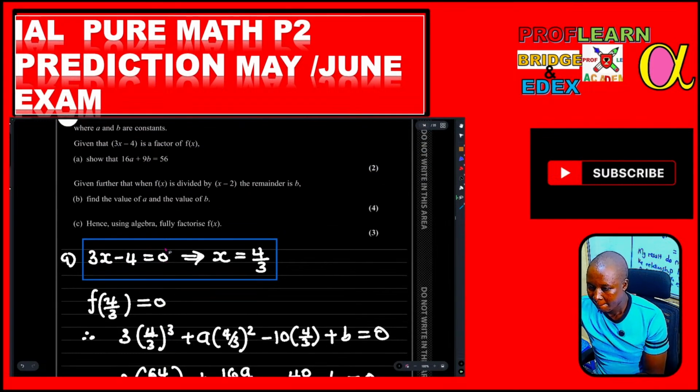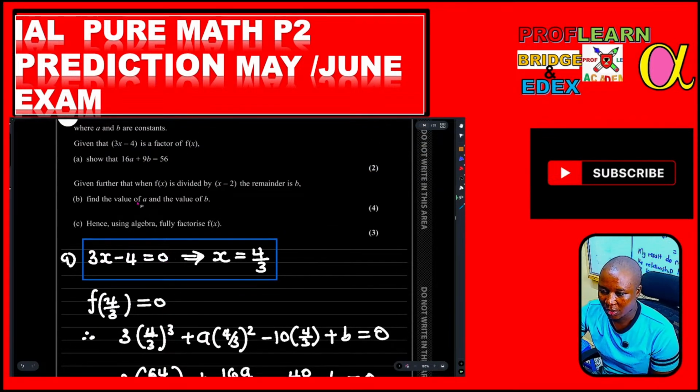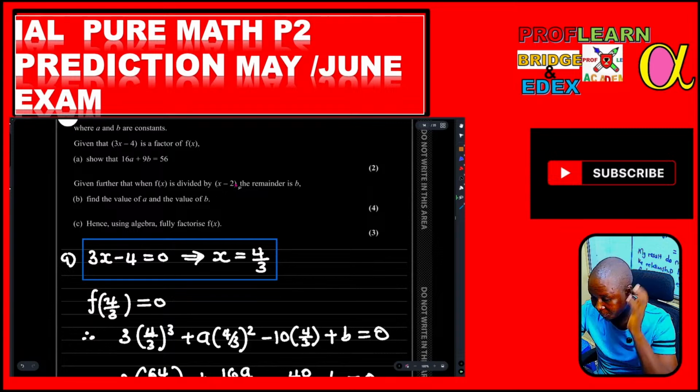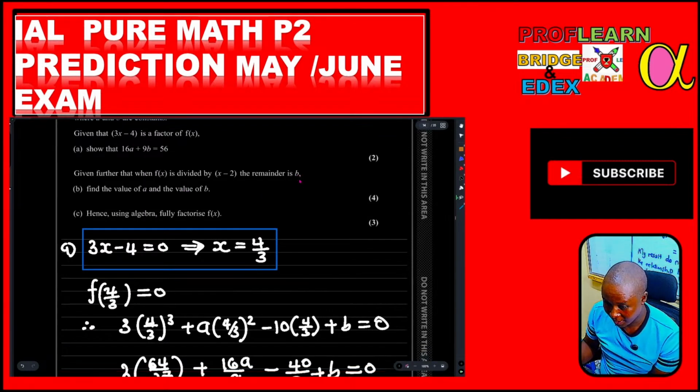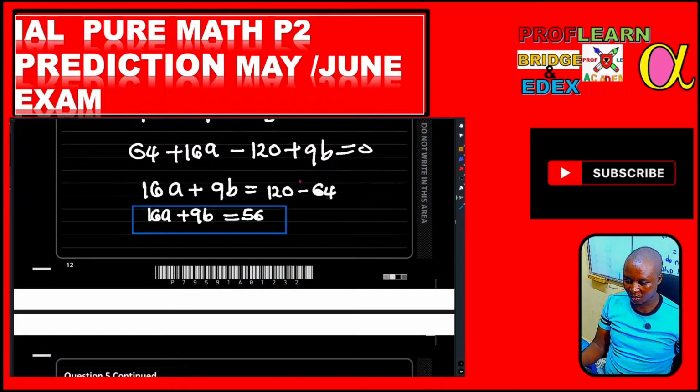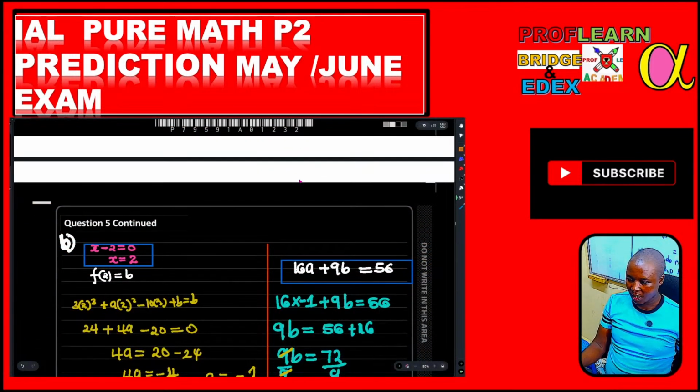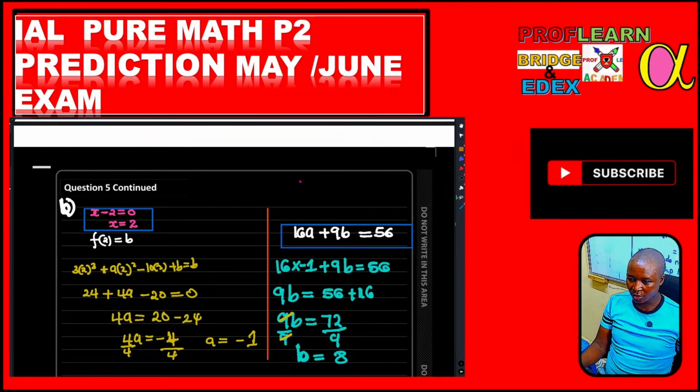Now, look at also, given further that f of x is divided by x minus 2, the remainder is what? b. So meaning we are going to take this point, equate it to 0, then substitute x is equals to 2 into the function. We shall have b as the remainder. So basically that's what we are going to do. Now we have the second equation.